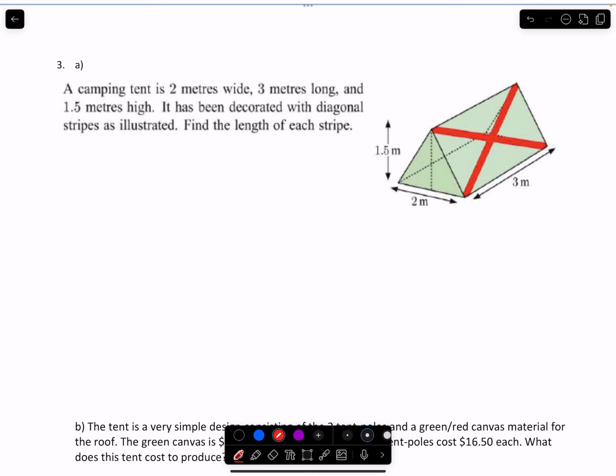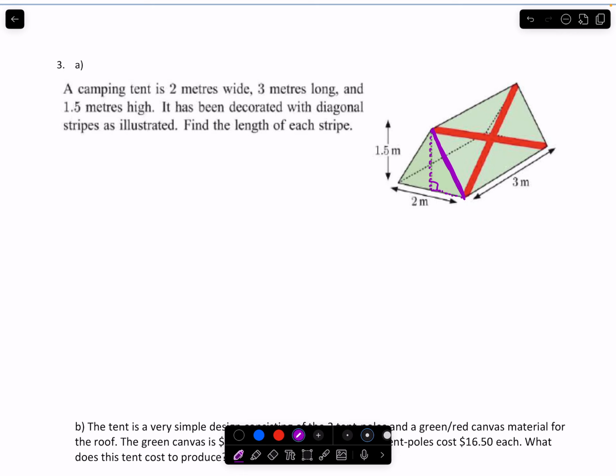Page 2, a camping tent, 2 meters wide, 3 meters long, 1.5 meters high, decorated with diagonal stripes as illustrated. Find the length of each stripe. I don't need to highlight that because I've got the drawing there. The issue here is that the stripes are angled. One of the sides of this rectangle is this purple line, which is the hypotenuse of this right angled triangle. So we need to use Pythagoras on that triangle to work out the length of the hypotenuse.